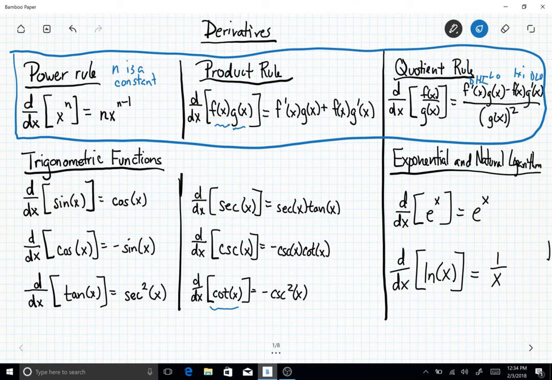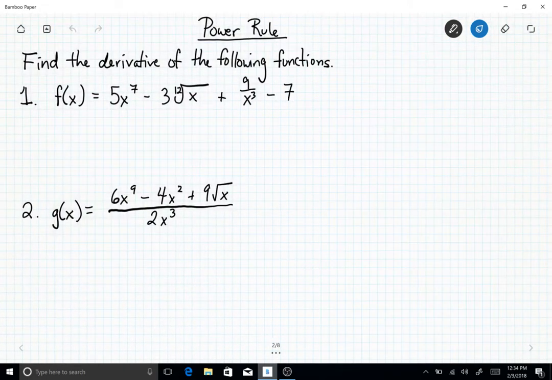Right now, we're just worried about calculating the derivatives and doing it a lot faster than having to take limits. So, without further ado, we're going to try and find the derivative of the following functions. We're going to start with f of x equals 5x to the 7th minus 3 times the 12th root of x plus 9 over x cubed, and then minus 7.